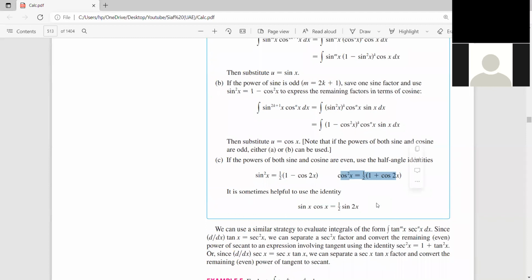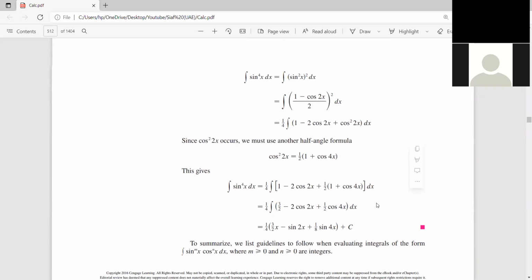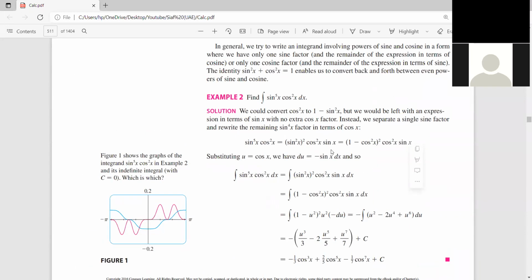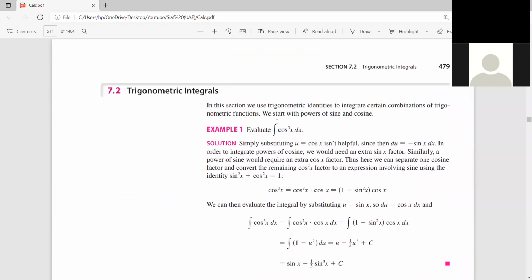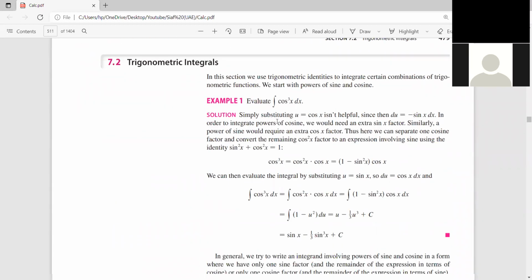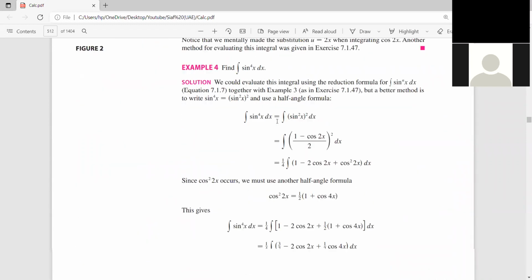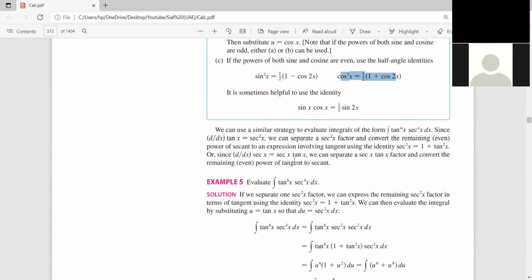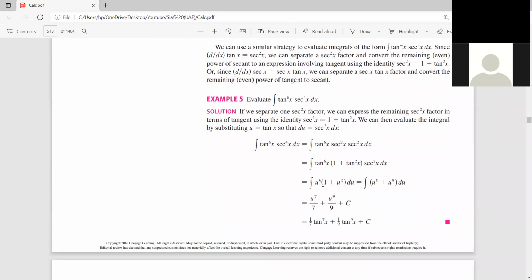Can we solve a question that contains both even powers? I think we have done this. Let me just check it out. This was even odd. Okay, we haven't done it yet, so let's do it. In example number 5, they have chosen both tan 6x and sec 4x. Both powers are even. I think it's better if we do example number 5.